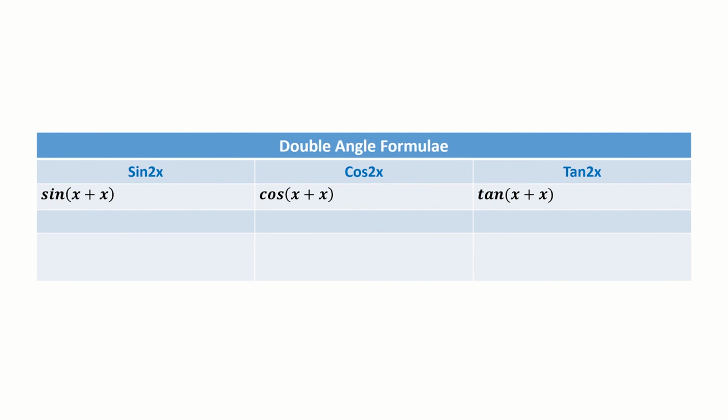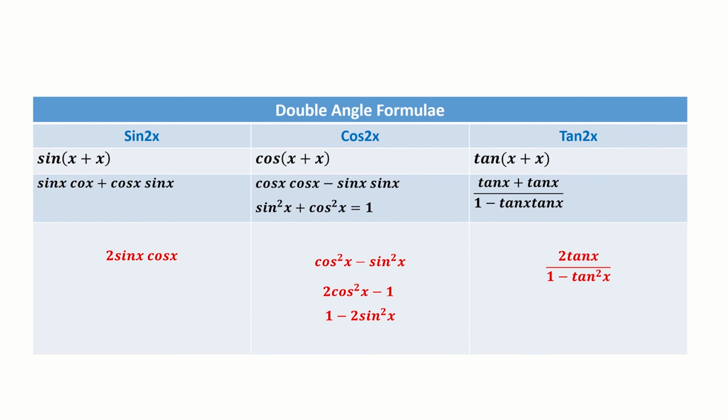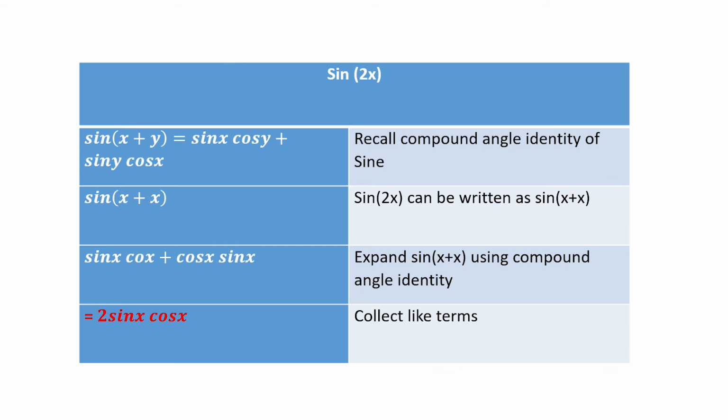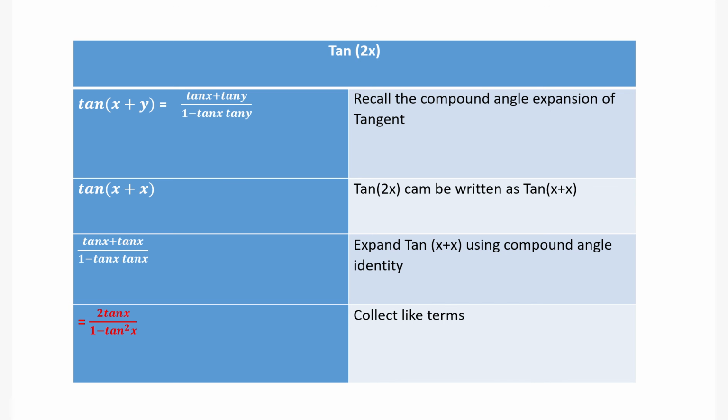In summary, we use the compound angle formulae shown on the screen right now to derive the 5 double angle formulas used for the 3 trigonometric ratios, sine, cosine, and tangent. Through this process, we discovered that sine 2x equals 2 sine of x cosine of x, cosine of 2x equals cosine square of x minus sine square of x, 2 cosine square of x minus 1, and 1 minus 2 sine square of x. And lastly, that tan of 2x equals 2 tan of x divided by 1 minus tan square of x.